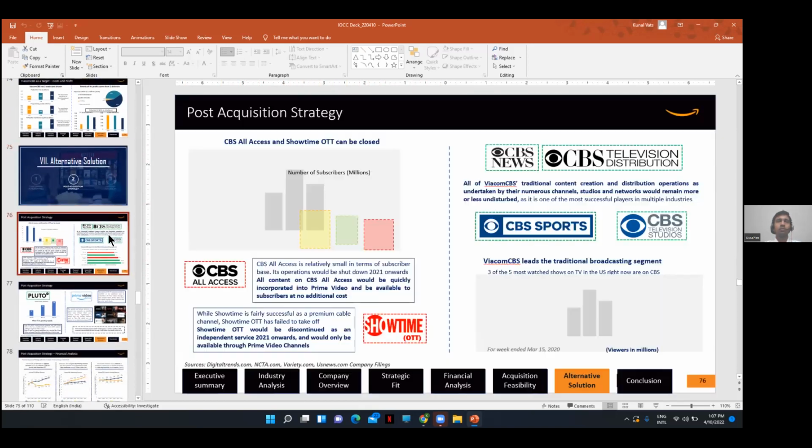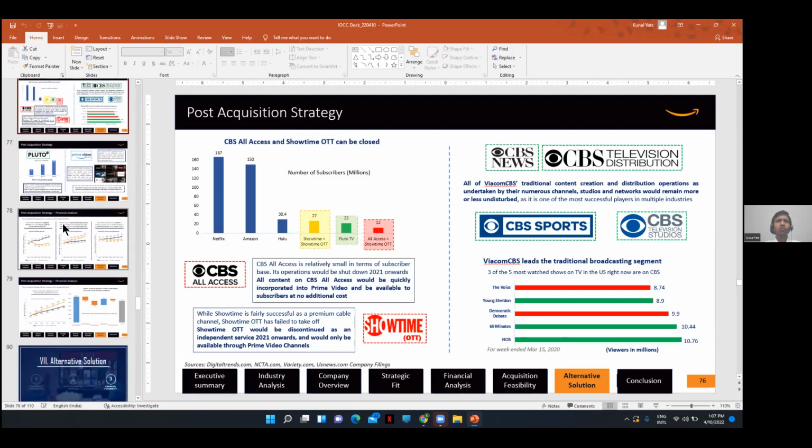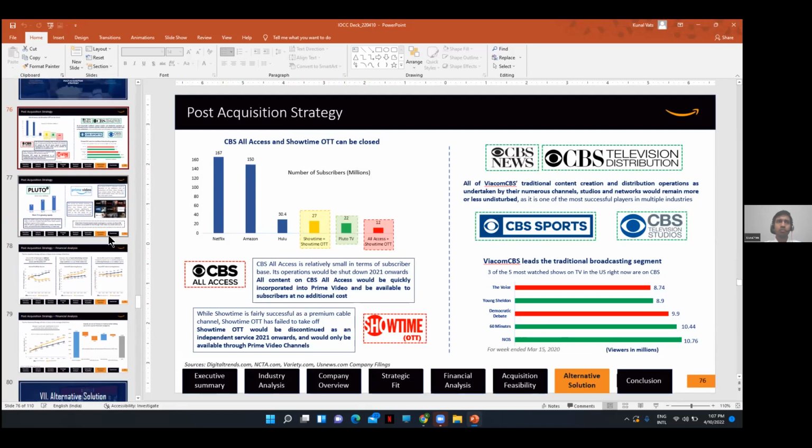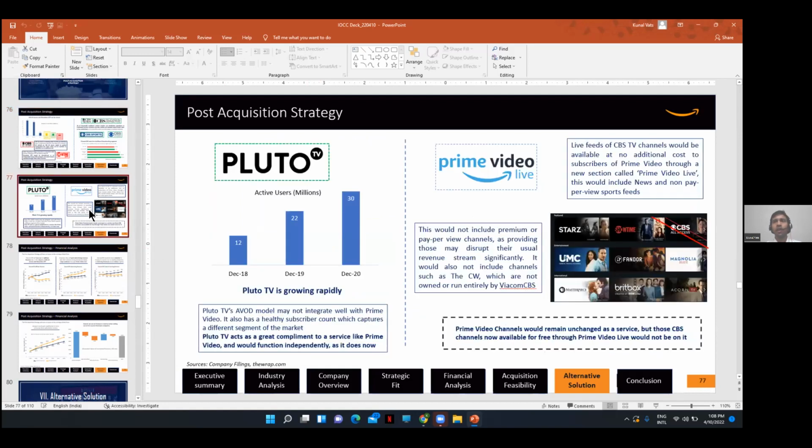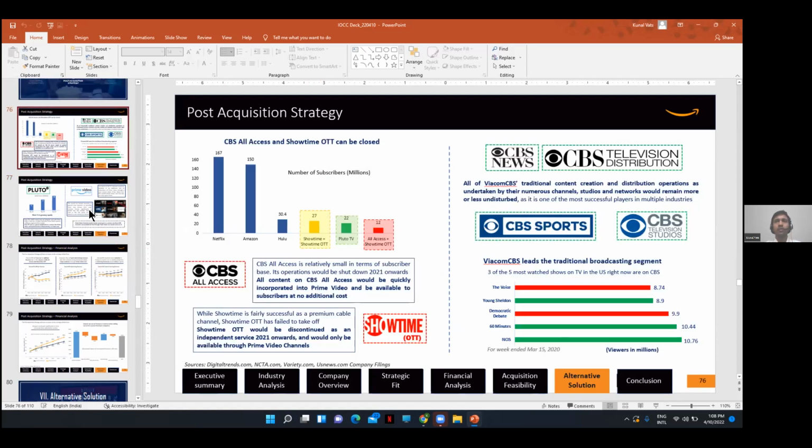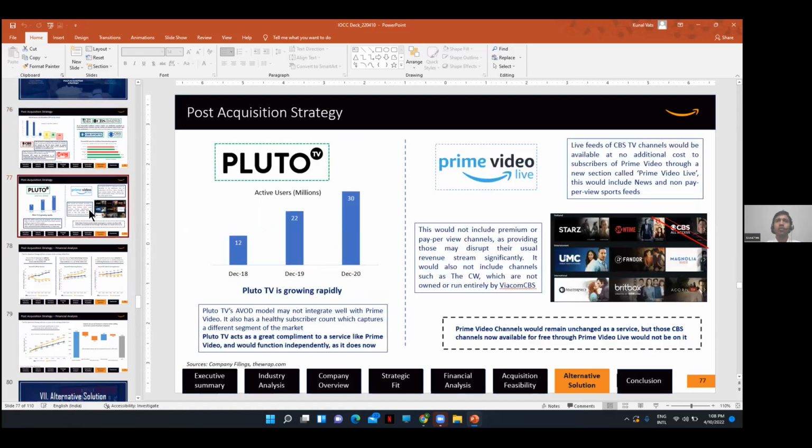Now we look at post-acquisition strategy. What would happen if CBS and Amazon are combined? And this was something where we really went out of our way to do things because it wasn't expected in huge detail what the alternative solution would be, but we sort of went ahead with showing what all can be continued, what all can be closed once the two companies combine, how Prime Video Live can be introduced, and it'll include news and sports as well, how Pluto TV, OTT service of Viacom, can be continued, and the other one, Showtime and CBS All Access, can be closed based on the existing popularity that they already have.